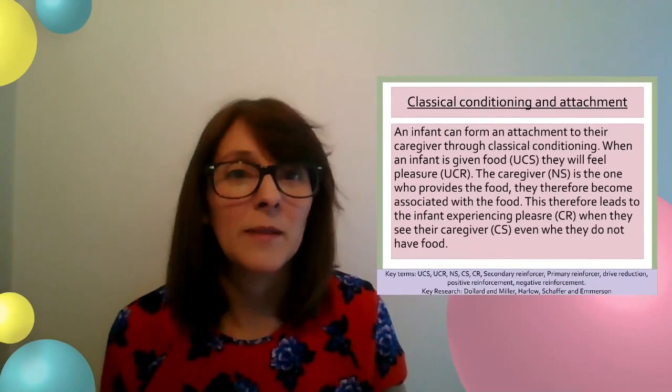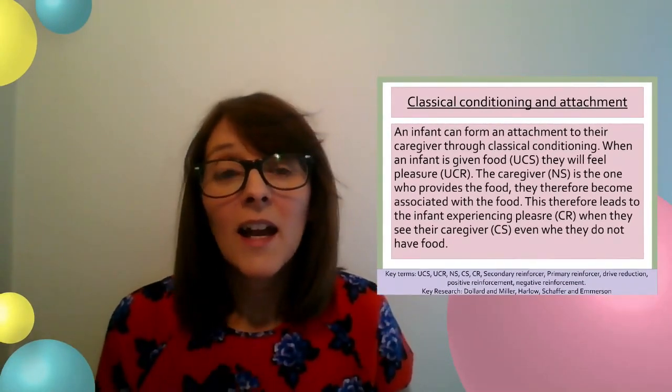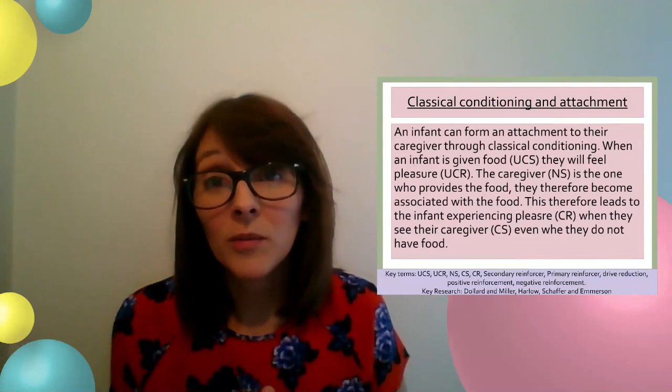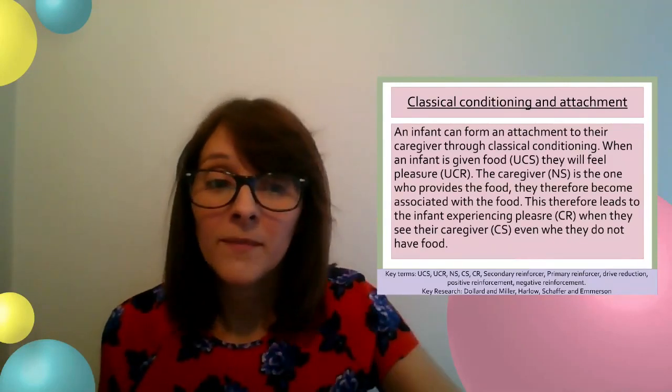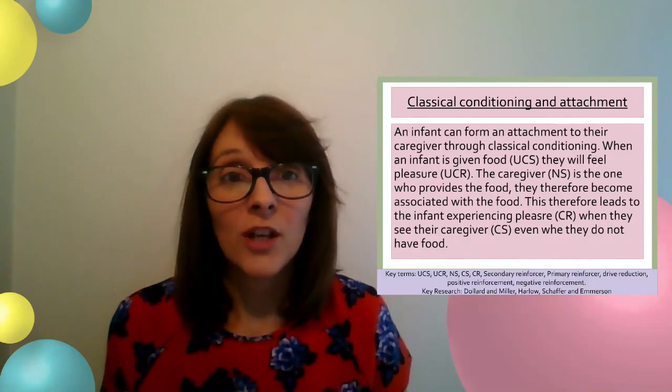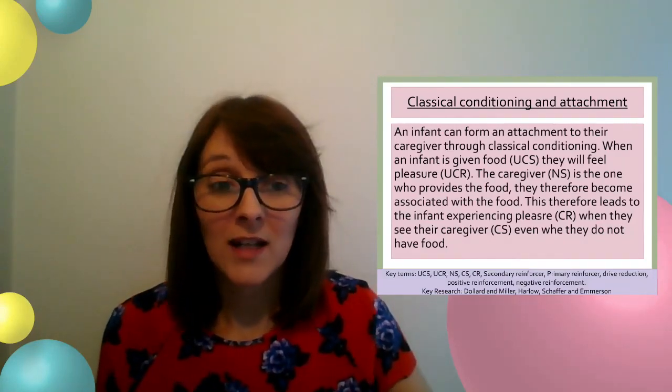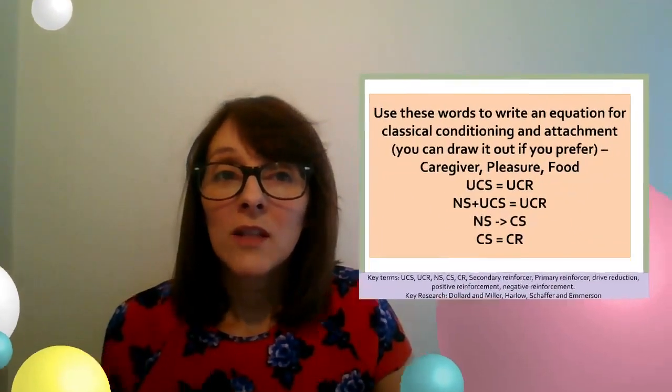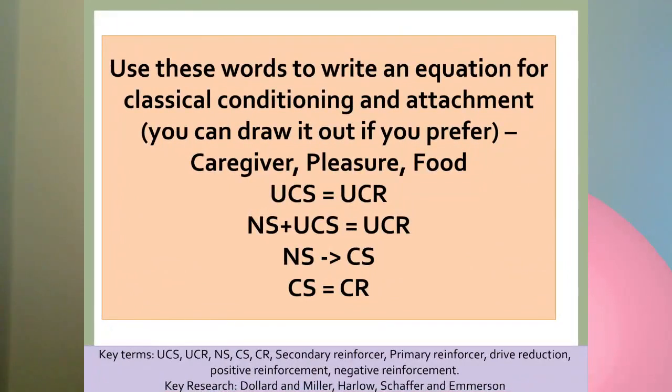Sorry, there's a few spelling mistakes on there, I apologise. To sum that up, I've got a diagram later on. What I'd like you to do is try and sum that up with a diagram. So make sure you've got that information down. And then here we have like an equation diagram. So your keywords are caregiver, pleasure and food.